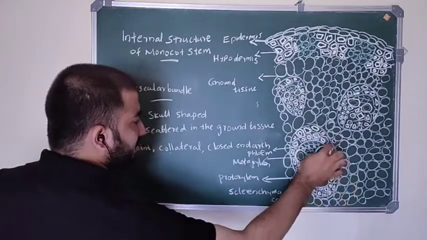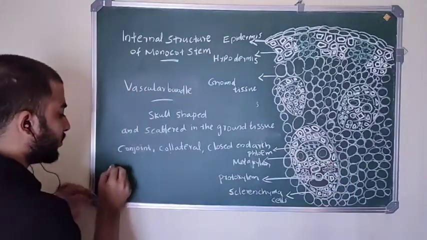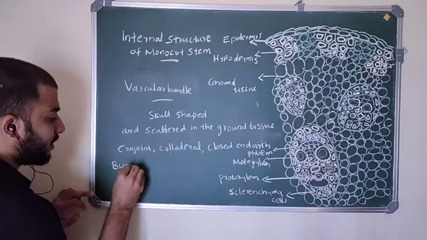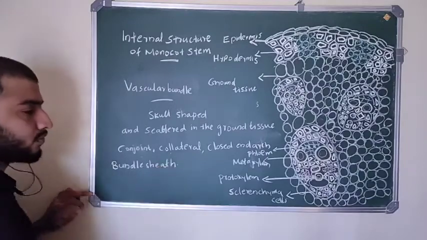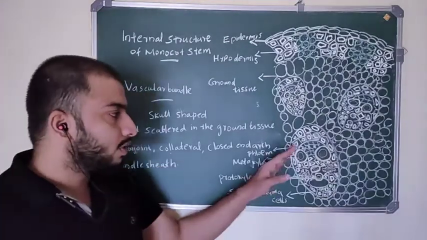These are sclerenchyma cells. They surround the vascular tissues. They form the bundle sheath. Okay, so that's about the vascular bundle.